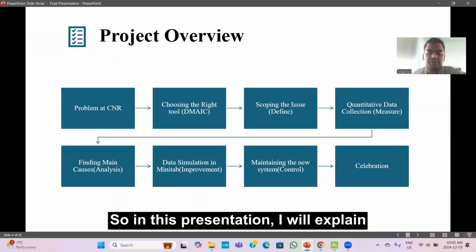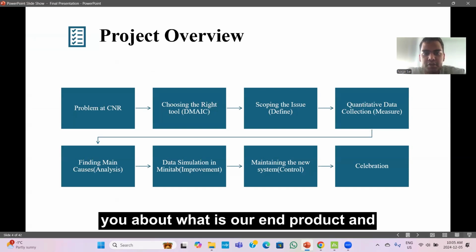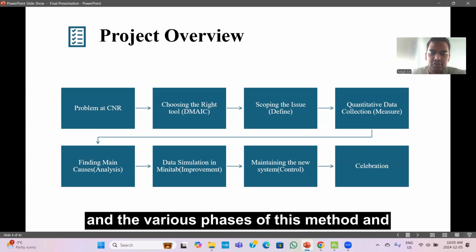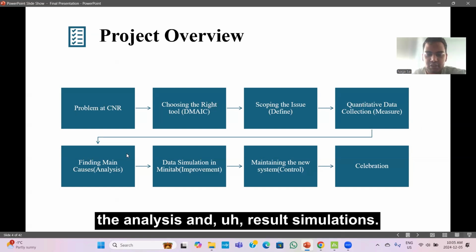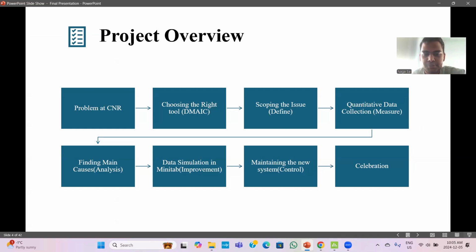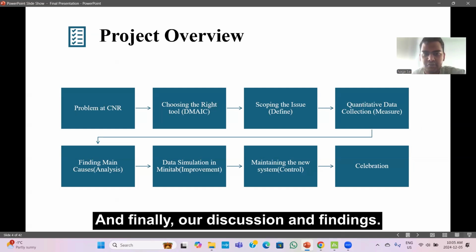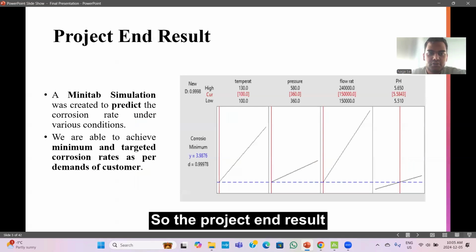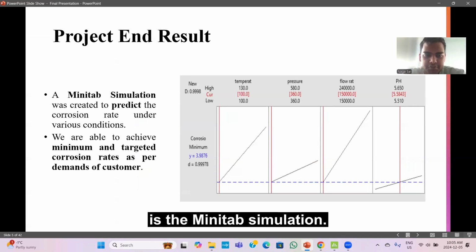Project overview. In this presentation, I will explain what our end product is, what the problem is, the method we chose, the various phases of this method, the analysis and result simulations, and finally our discussion and findings. So the project end result is the Minitab simulation.